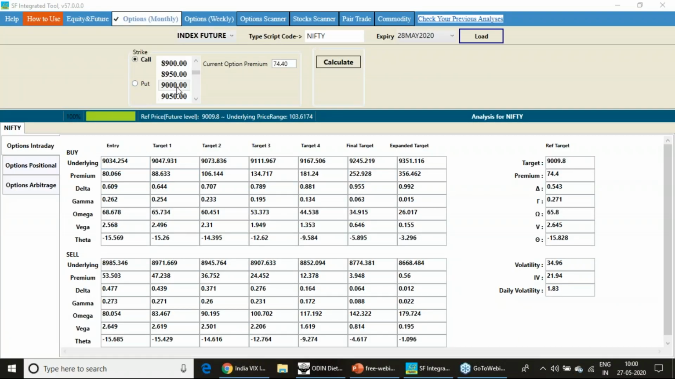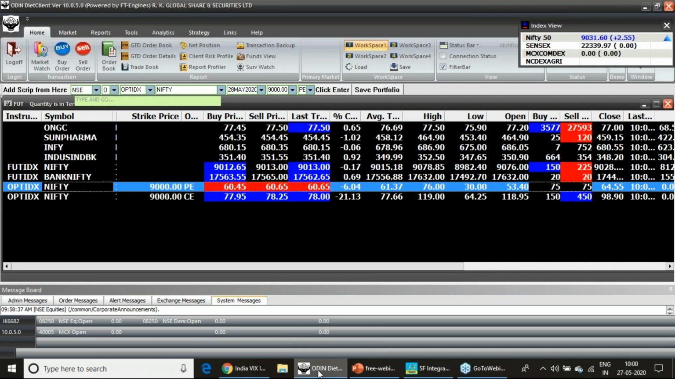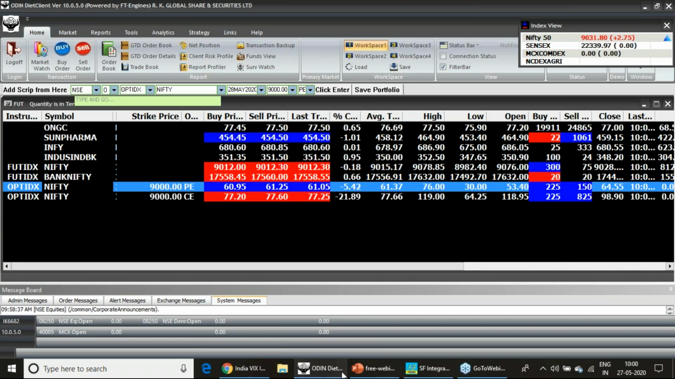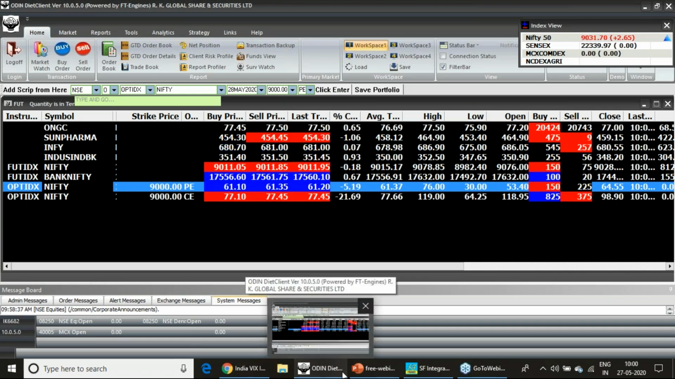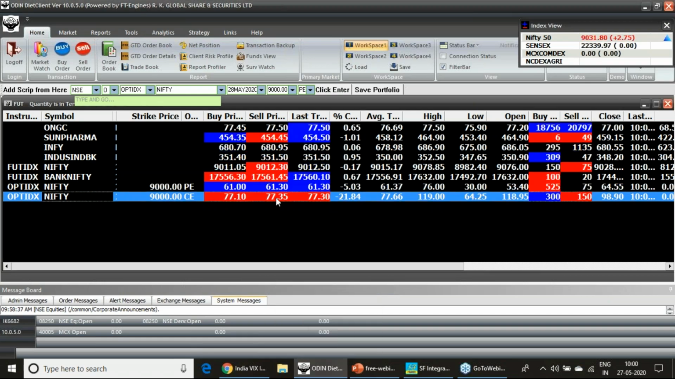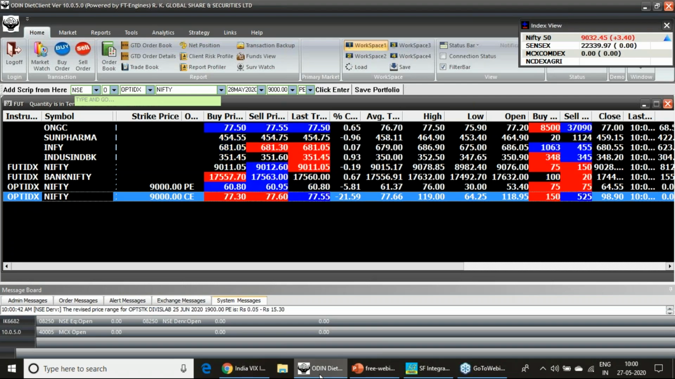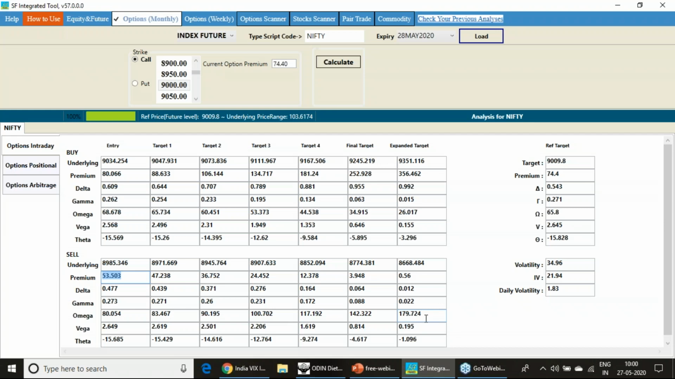So here 9034, once the spot goes, you should buy at 50.80 and 53 rupees will be the stop loss. Currently 78 rupees, and Nifty is at 9032, whichever comes faster. If 9034 comes faster, then whatever premium you are getting, you should buy. Or if the premium comes faster, you also buy. So whichever comes faster, but the stop loss will be the same, the target will be the same.